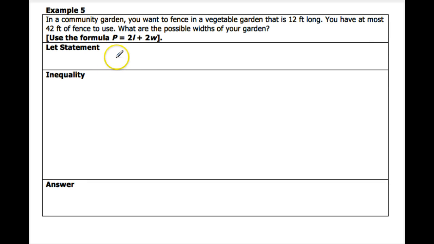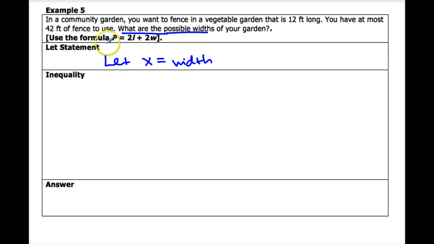Okay, and the last problem is going to be a geometry problem. It says, in a community garden, you want to fence in a vegetable garden that is 12 feet long. You have at most 42 feet of fence to use. What are the possible widths of your garden? So for this one, our let statement is going to be let x equal the width. It's asking us what are the possible widths of our garden, so that's what our let statement is going to be, let x equal width.